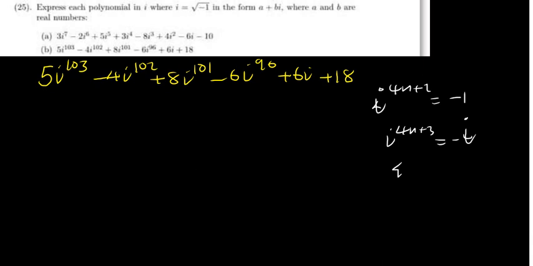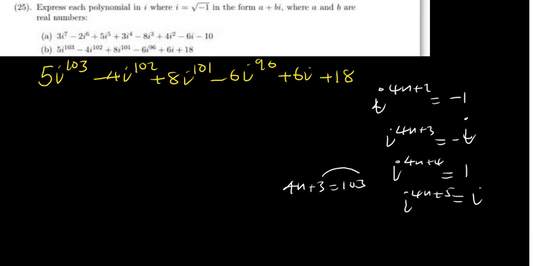Then i to the power 4n plus 4 always gives us a 1. Then i to the power 4n plus 5 always gives us an i. So if you talk of 103, in which of these forms can it be expressed? I'm thinking it is in this form, because if we equate the powers 4n plus 3 to 103, I'll take 3 the other side, it becomes negative, so 4n is equal to 100, and we know 4 can go into 100. So that means i to the power 103 is the same as negative i. It will be 5 negative i minus 4.